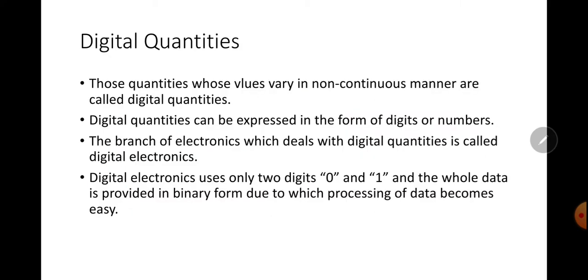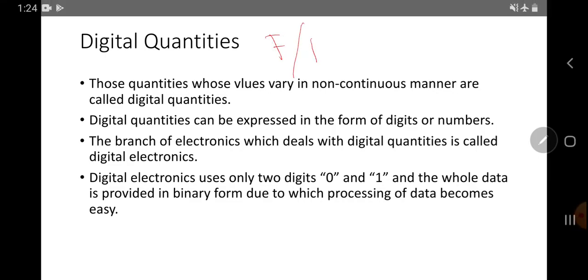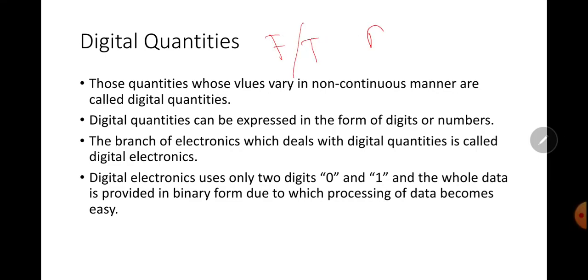Digital quantities are those quantities which have only two states: true false, right wrong, yes no, 1 0. Digital electronics uses only two states, 1 and 0, and the whole data is provided in binary form.